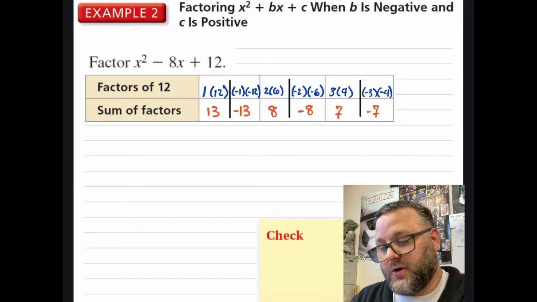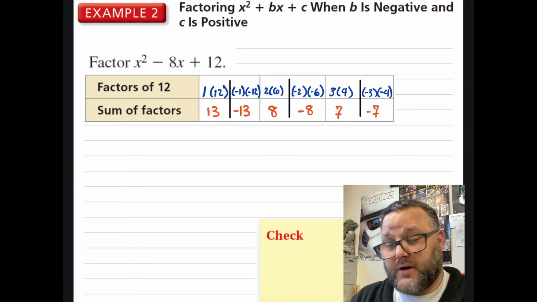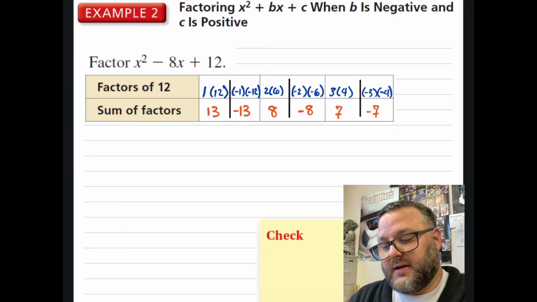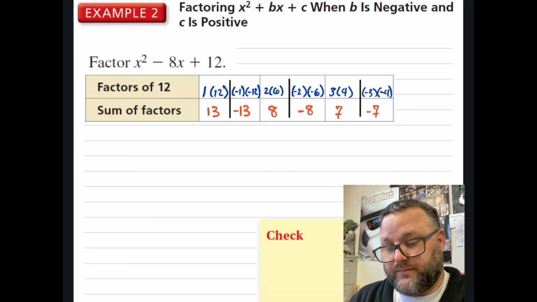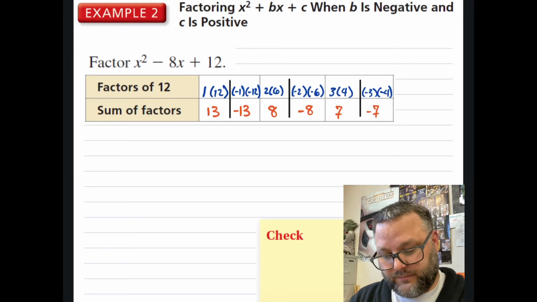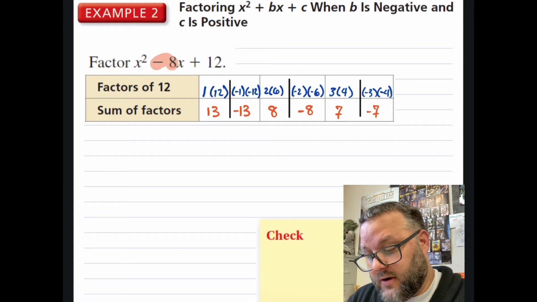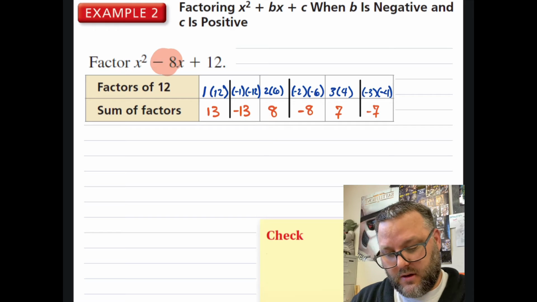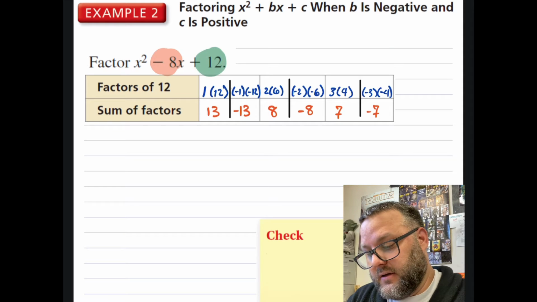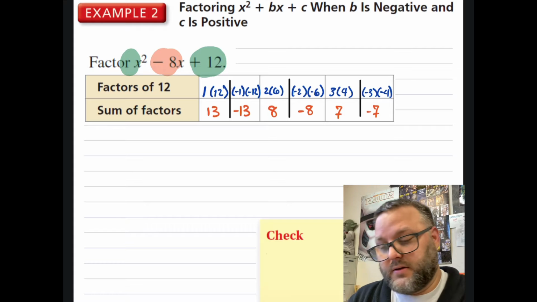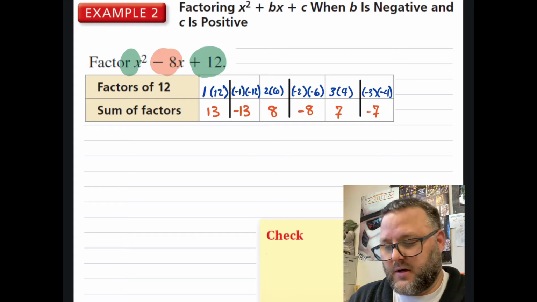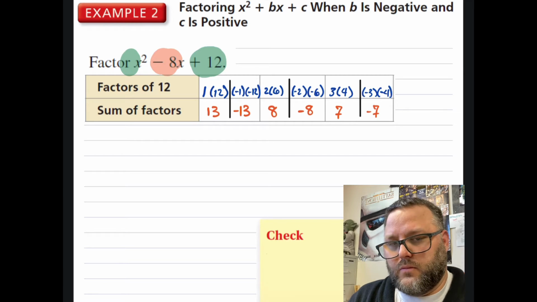Welcome back, and we're continuing on talking about factoring a quadratic. But this time, b is going to be negative. Our coefficient right here in the middle is going to be negative, but our outside product is positive. Let's talk about it. In this case, we have 1 times 12 equals 12. But the problem is, two positives can never equal a negative whenever we're adding.